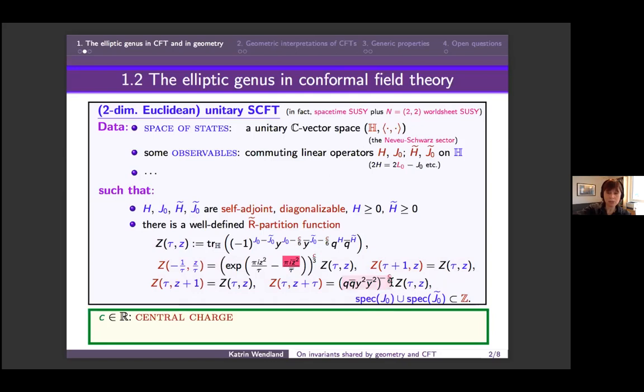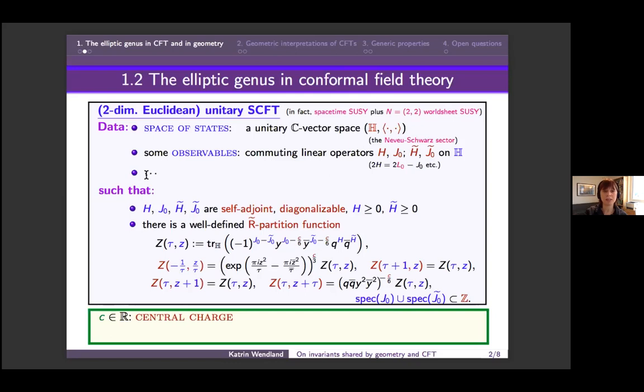And when previously for the weak Jacobi form, we had weight zero, that's the same here. And I should have pointed at this exponent previously. For K3, the exponent was minus one. And here it's minus c divided by six, where c is an important quantity that specifies some of the properties of our conformal field theories. It's the central charge, and for us, it's always going to be real. So that's the context in which I want to use conformal field theories.